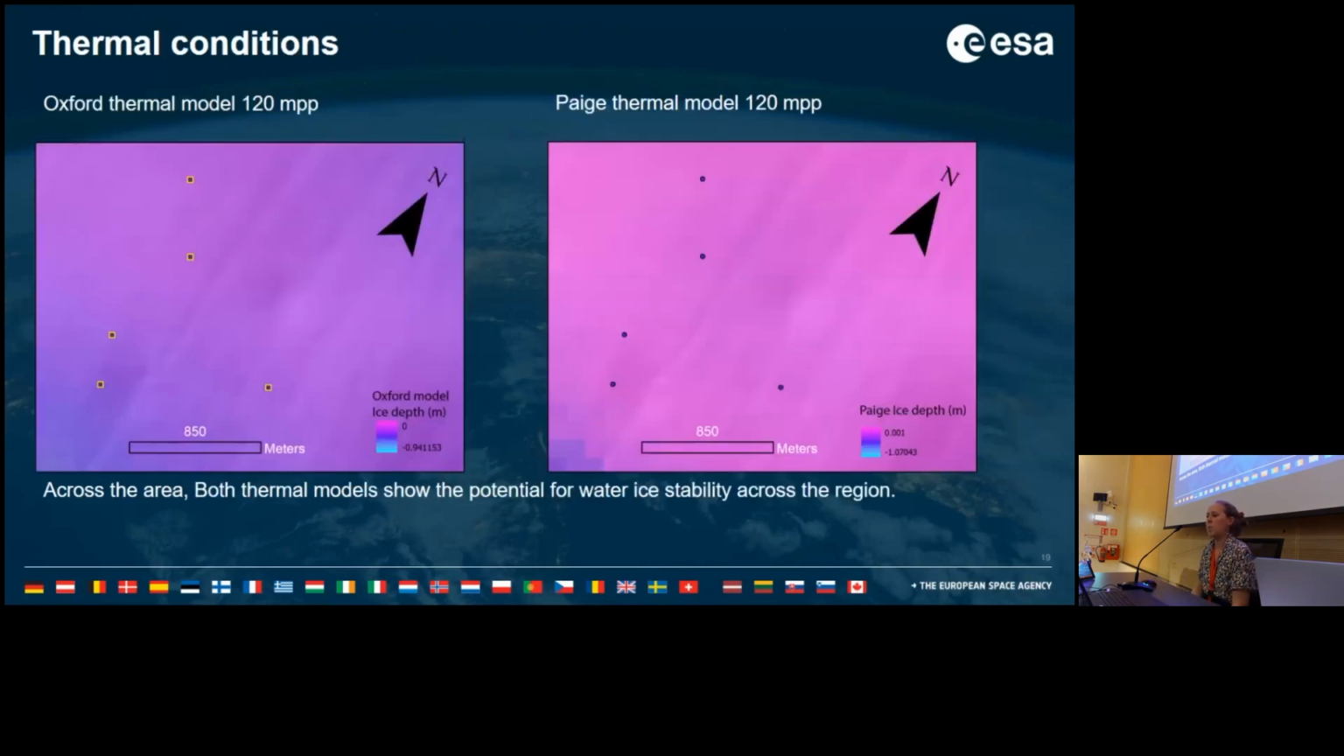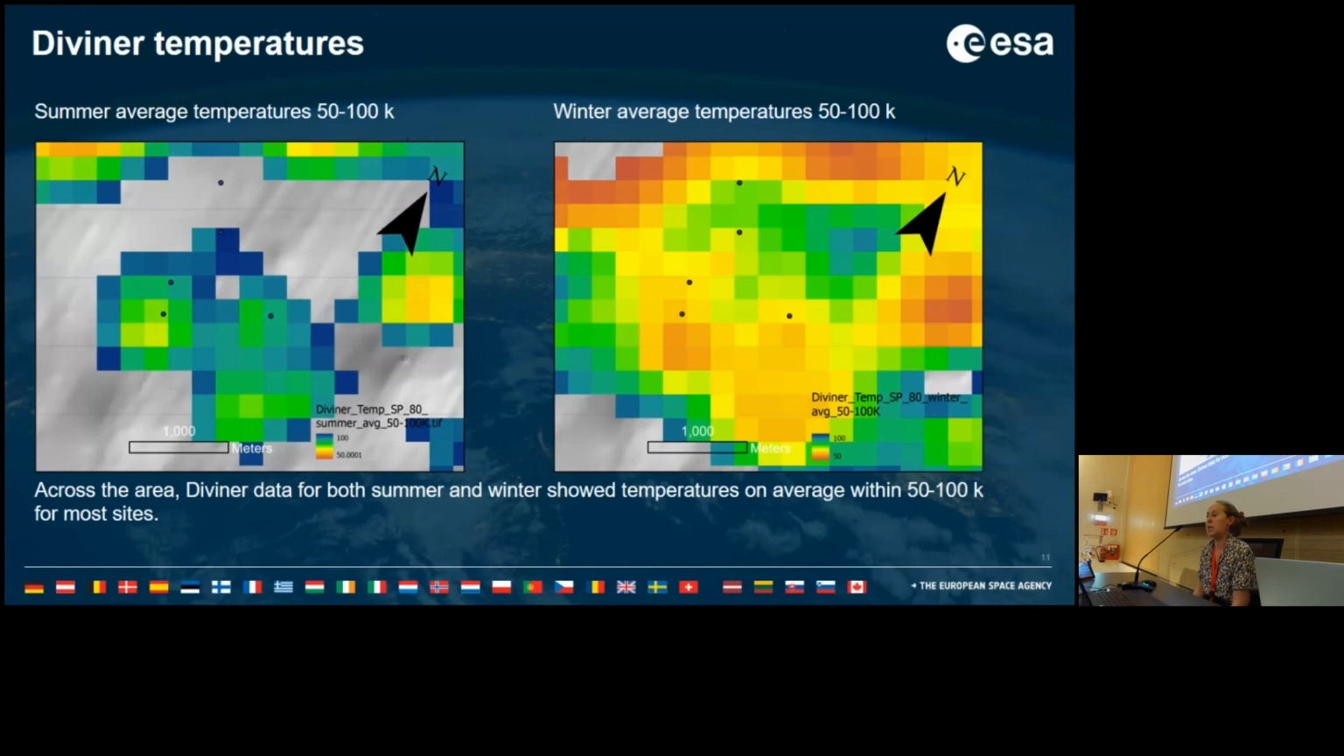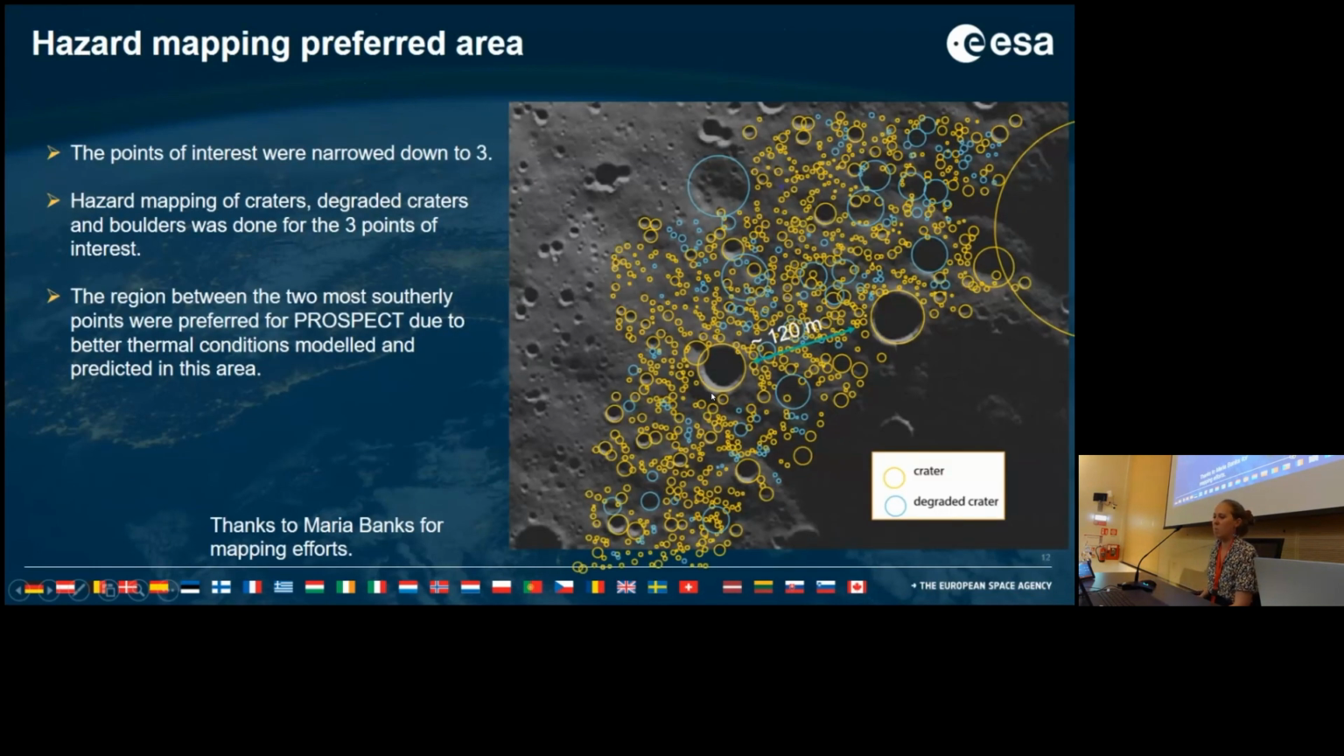Then thermally, we looked at both the Oxford thermal model and the Page thermal model at 120 meters per pixel. And all 5 sites at this resolution showed ice depth in the shallow subsurface. And then we also looked at the Diviner temperatures for both the summer and winter. And most of the 5 points had temperatures between 50 to 100 Kelvin. And the ones that had better thermal conditions in terms of temperature were these two and this one to the right. And so these were the 3 that we then focused on further and narrowed down to the site where we wanted to do some hazard mapping.